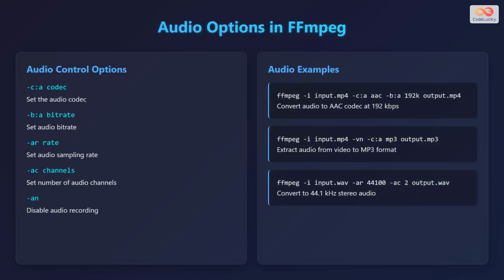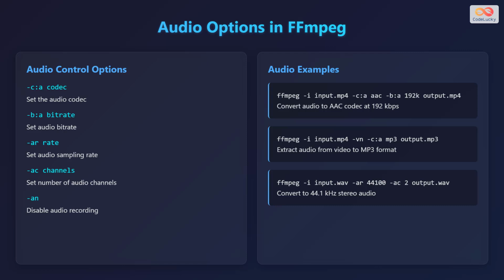Now let's consider some of the audio options available in FFmpeg. -c:a sets the audio codec. -b:a sets the audio bitrate. -ar sets the audio sampling rate. -ac sets the number of audio channels. And -an disables audio recording.